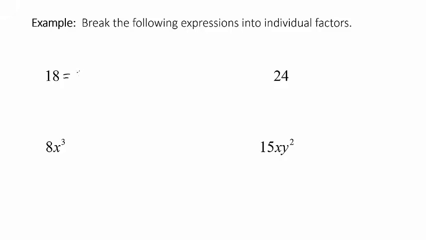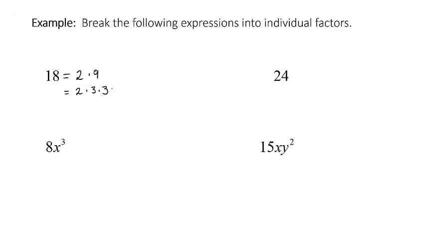Well, I think of 2 times 9, right? Now, 9 also has some factors, right? So we could think of 9 as 3 times 3. So now what I've done here is I've broken 18 down into what we call its prime factorization. And of course, a prime number is a number that's only divisible by itself and 1, right? 2 and 3 are both prime numbers.